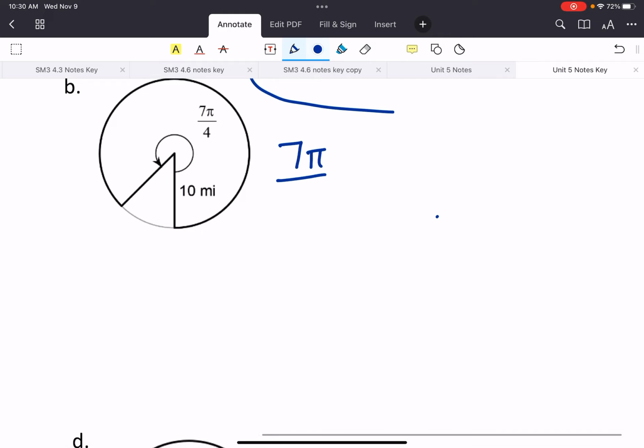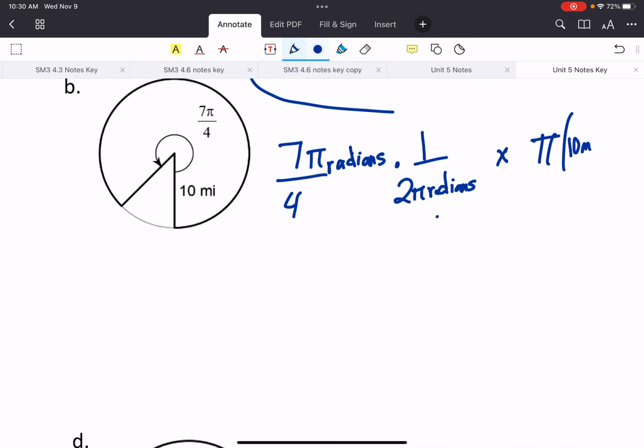7 pi fourths radians. Oh, found the whiteout an hour and a half later. Yay! Times pi r squared. Okay. Now we're going to do this right.